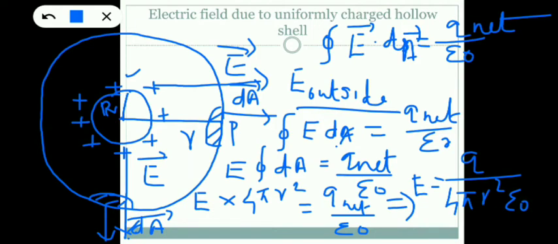Please note down the steps, because I am going to rub all the steps now and I need to continue with the next step since we have limited space here. So you can pause the video and note down the steps. We got an expression for electric field intensity, that is E equal to Q by 4 pi r square into epsilon naught.